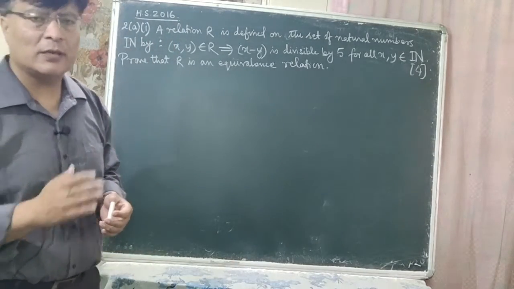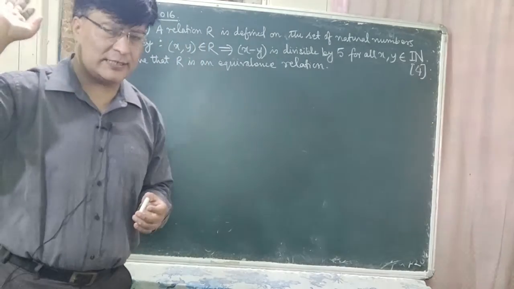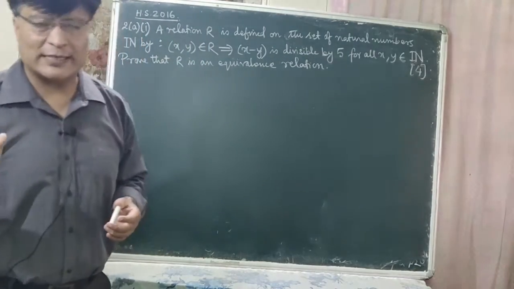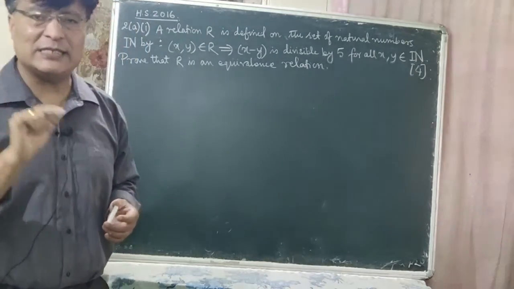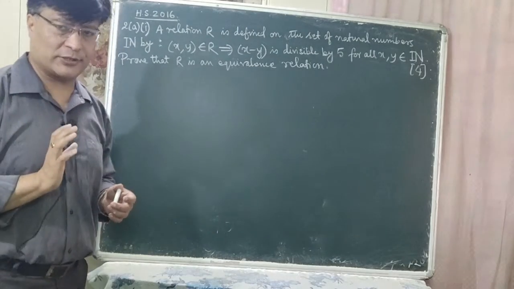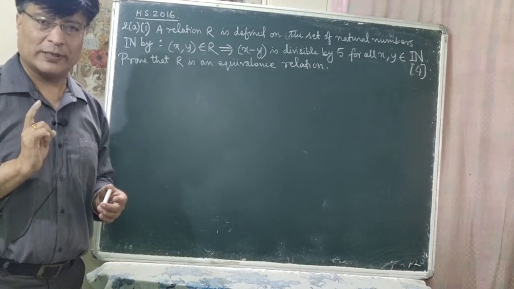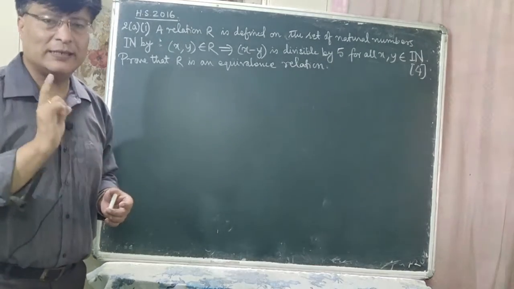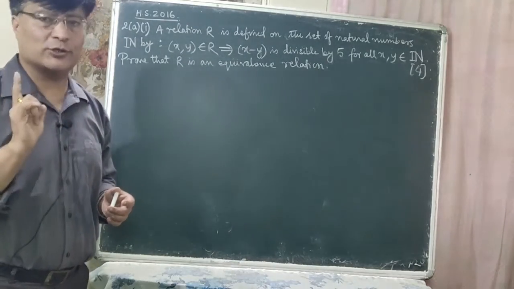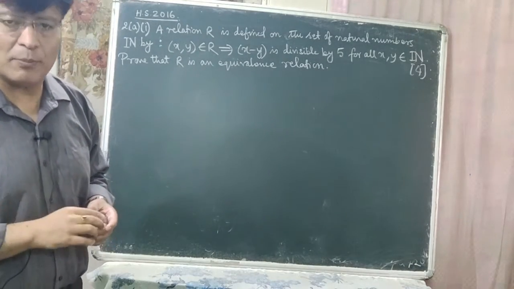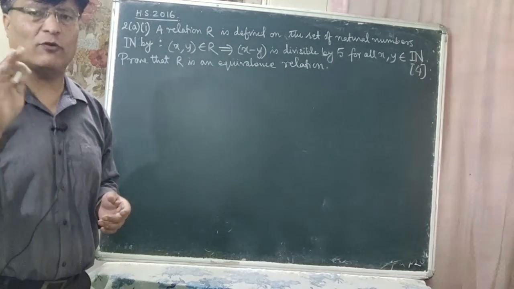What do you mean by natural number? From positive 1, positive 2, 3, 4, 5, 6, 7, 8, etc. These are all natural numbers. 0 is not a natural number, and negative integers are not natural numbers. Only positive integers are natural numbers. Not 0. 0 is not a natural number. Okay? That is non-negative integers. And 0 is also not a natural number. So from positive 1 it is a natural number, that is plus 1, plus 2, 3, 4, 5, 6, etc.